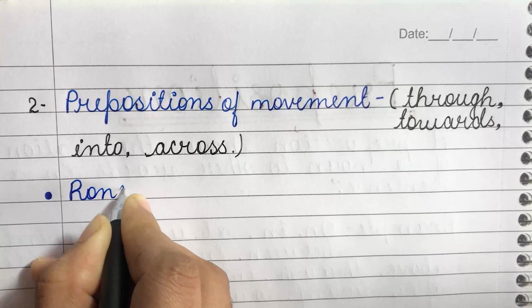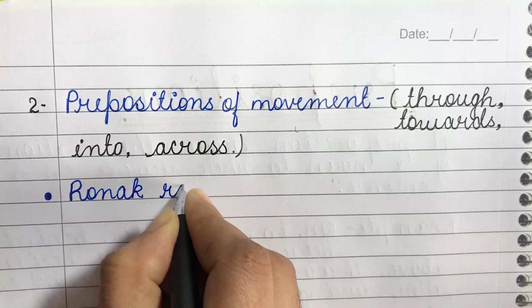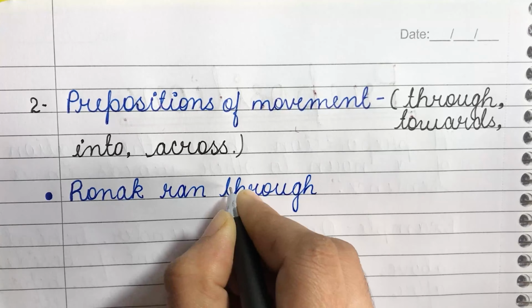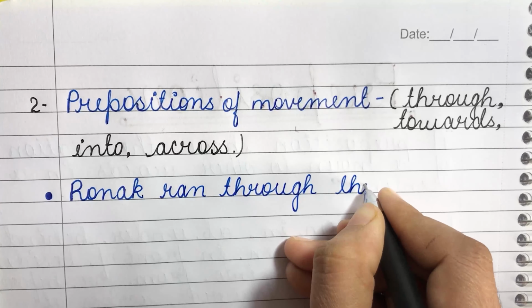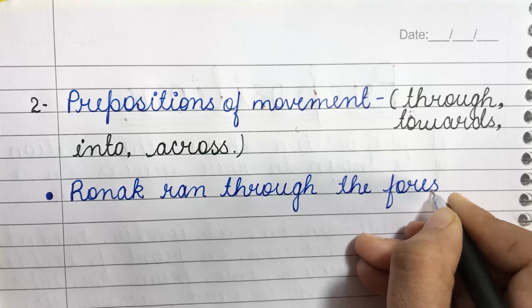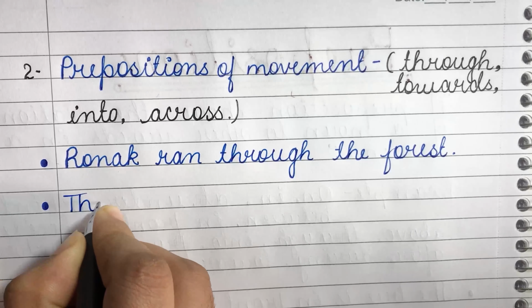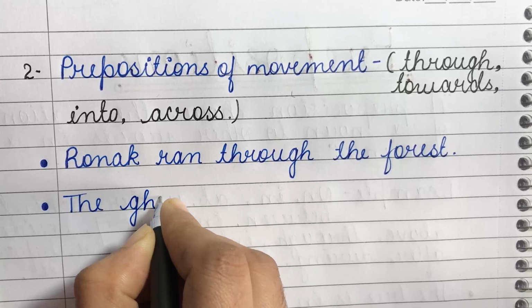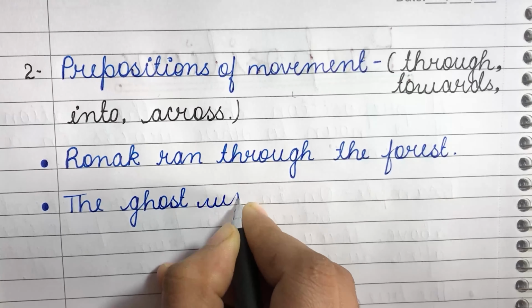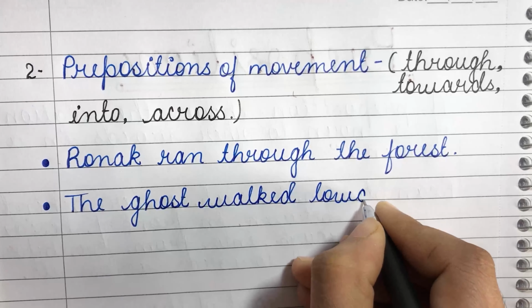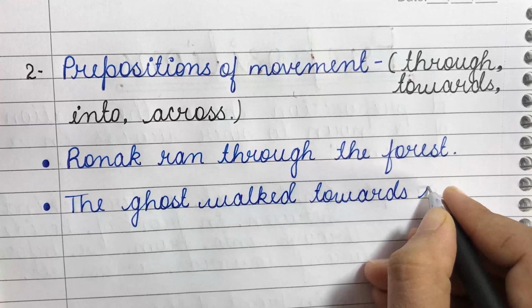Now come to the sentence. Ronak ran through the forest. The ghost walked towards him.